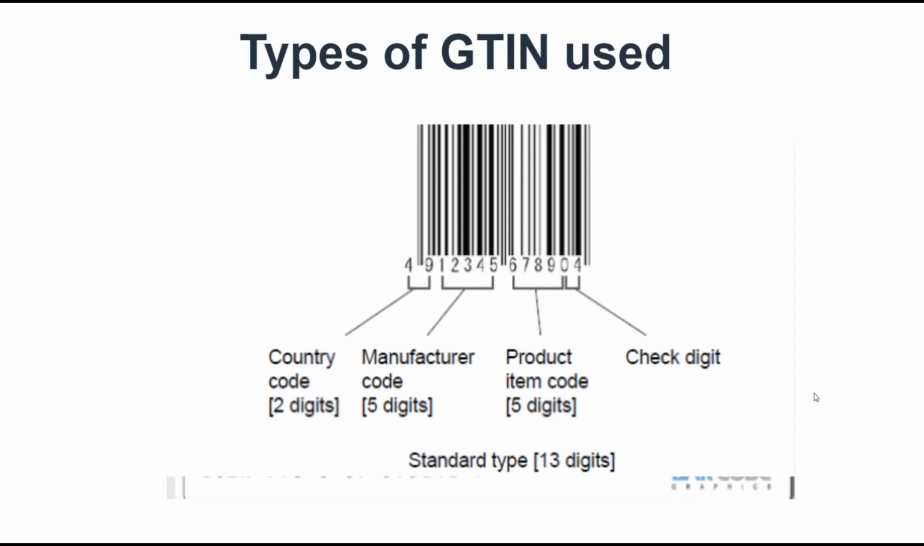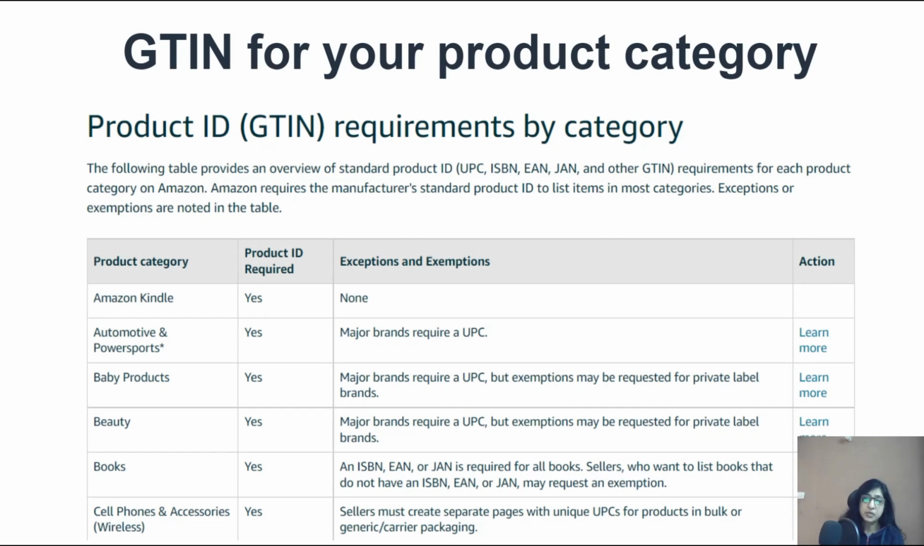So before you start listing your products on Amazon, you need to check the requirements of your products by each category, whether the UPC is required or the other codes are required. So in case the category is a baby product, as you can see on the screen, you would need a UPC, but in certain cases, if it's a private label brand, you can request an exemption from Amazon, and if they find it legitimate, they will approve it and you will not require the UPC to list the products. Similar is the case of beauty, and cell phones and accessories also require UPC.